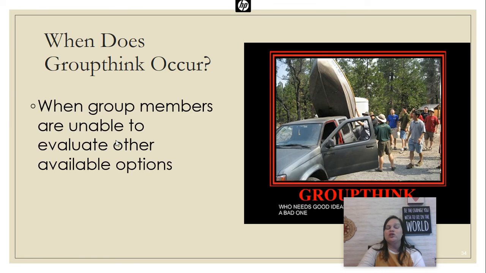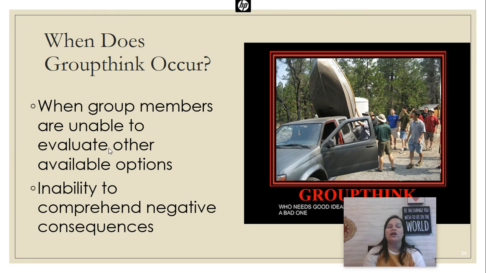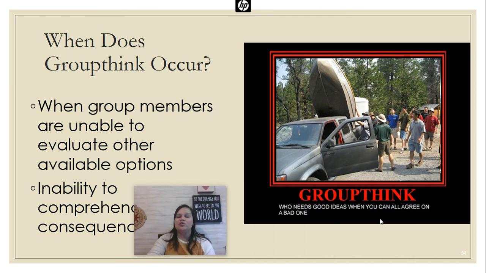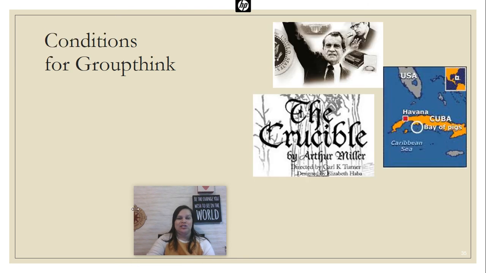So when does this occur? When the group members are unable to evaluate other available options. So if they're in a hurry or they just don't have a chance to try to consider other options, and when they can't comprehend negative consequences. I like this meme here. Groupthink. Who needs good ideas when you can all agree on a bad idea? Carrying that boat like that's not a great idea.